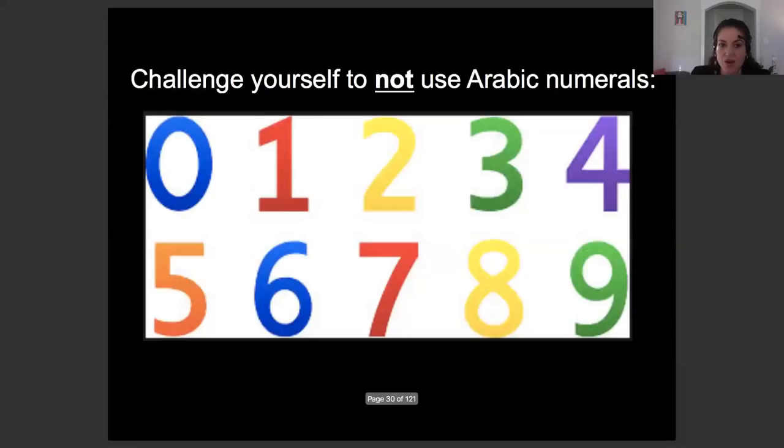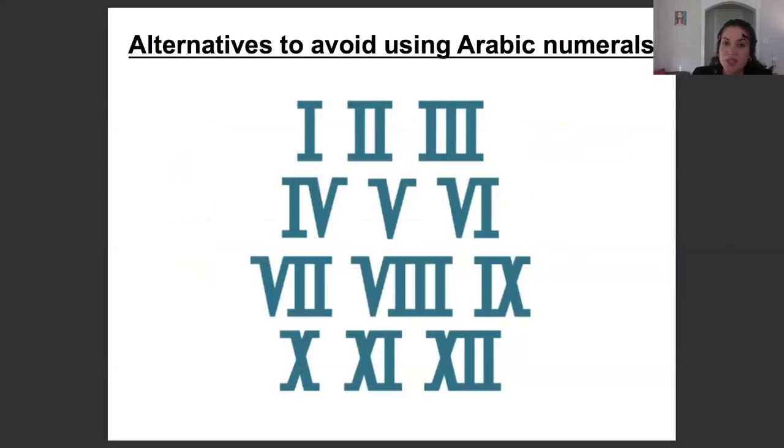But here's the catch. I want you to challenge yourself not to use Arabic numerals. These are the numbers that we usually use, right? These are the numbers that we're all familiar with, from 0 to 9. So these are the numbers that you would usually use when you're hearing someone give you an address or a phone number. But here, for this particular exercise, I want you to challenge yourself to use alternatives other than the Arabic numerals.